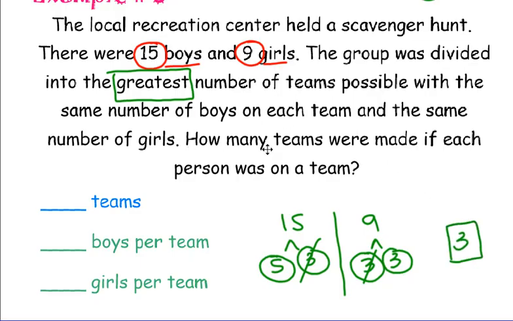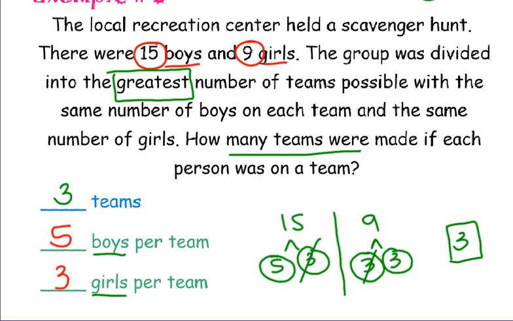So for the first question, how many teams were made? Well, that's 3. Then it wants to know how many boys per team and how many girls per team. Well, all I do is I divide it back into the number. So what's 15 boys divided by 3 teams? 5. What's 9 girls divided by 3 teams? 3.